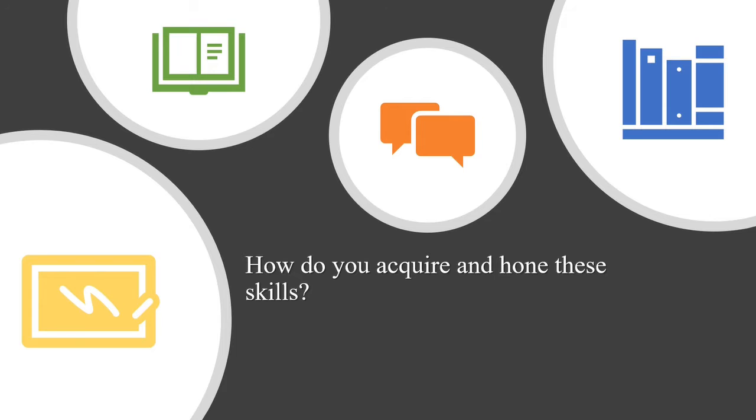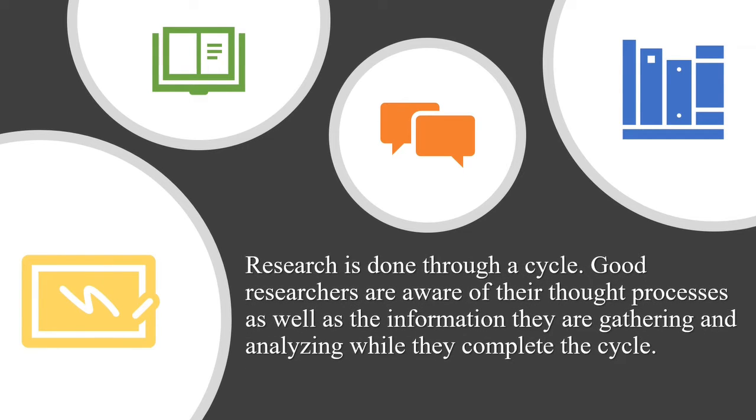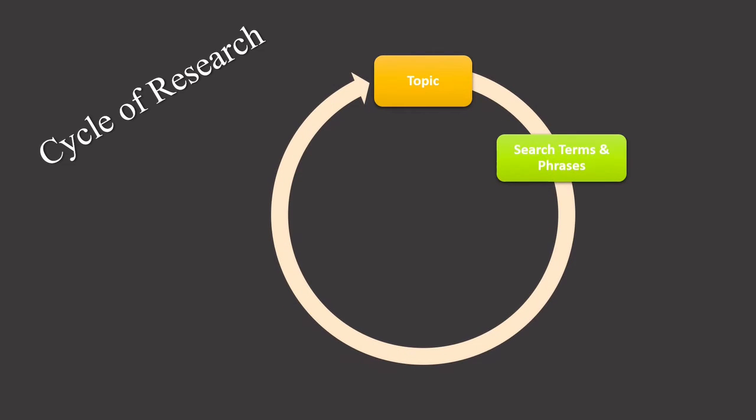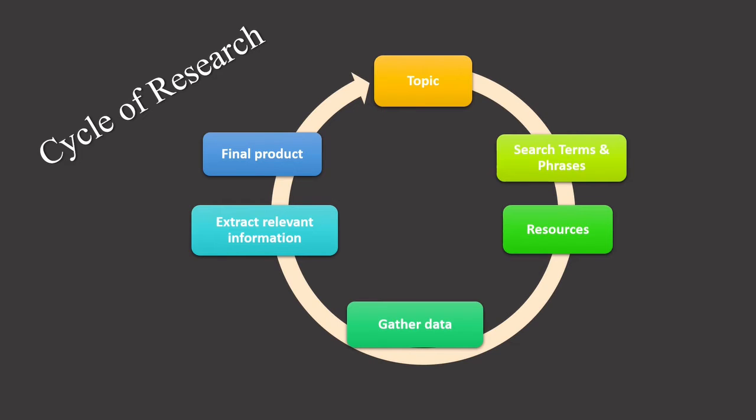How do you acquire and hone these skills? Research. Research is done through a cycle. Good researchers are aware of their thought processes, as well as the information they are gathering and analyzing while they complete the cycle. Here's the cycle of research. You have a topic, you have search terms and phrases to use, resources to find, gathering the data of information relevant to your topic, extracting that information from the data that you've collected, and then creating a final product, such as a PowerPoint or a paper.